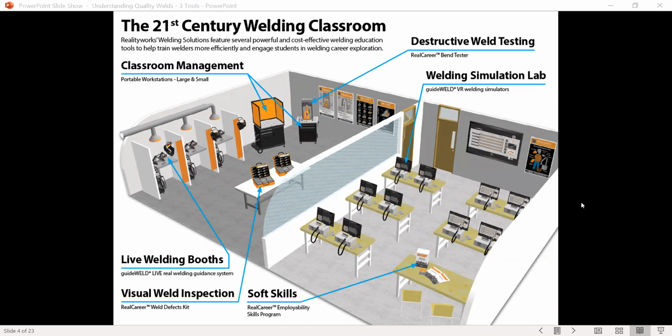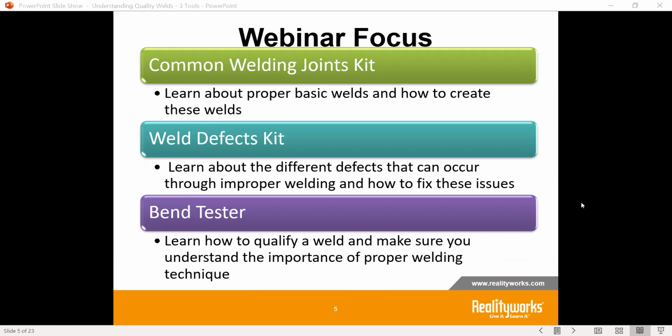With our Bend Tester, we'll really focus on how you then qualify a weld. Using a Bend Tester and doing destructive testing allows you to see if you had a quality weld or not. So our focus today, again, are the 3 main tools that we have here in quality and visual inspection. One is our Common Welding Joints Kit, showing and working with proper, basic welds and how to create these welds. Our Weld Defects Kit teaches about the different defects that can occur with improper welding and then how to fix those issues.